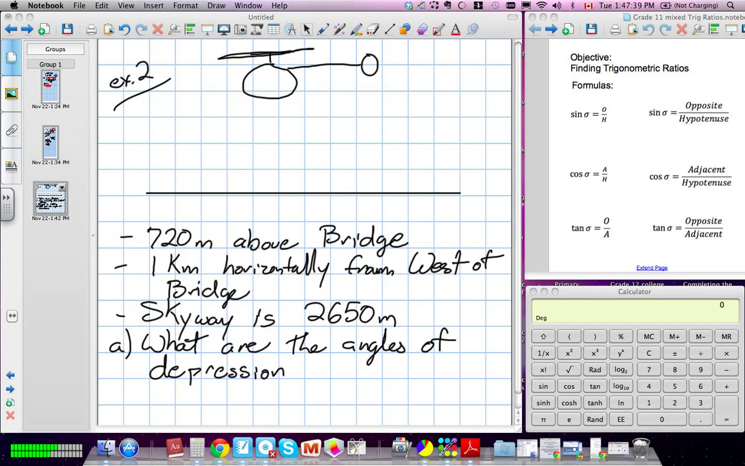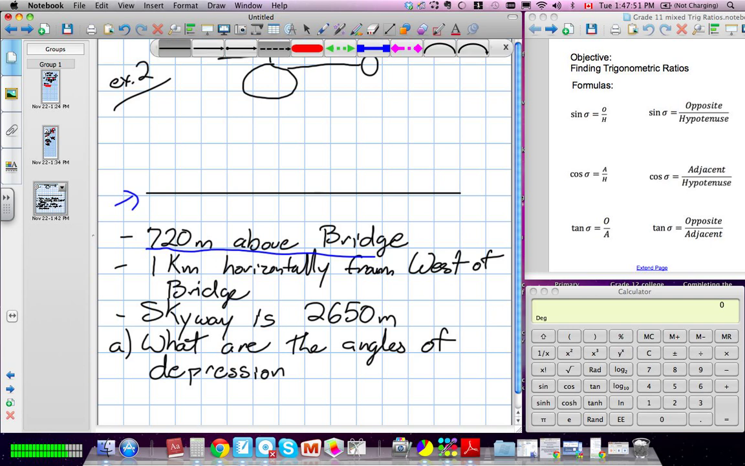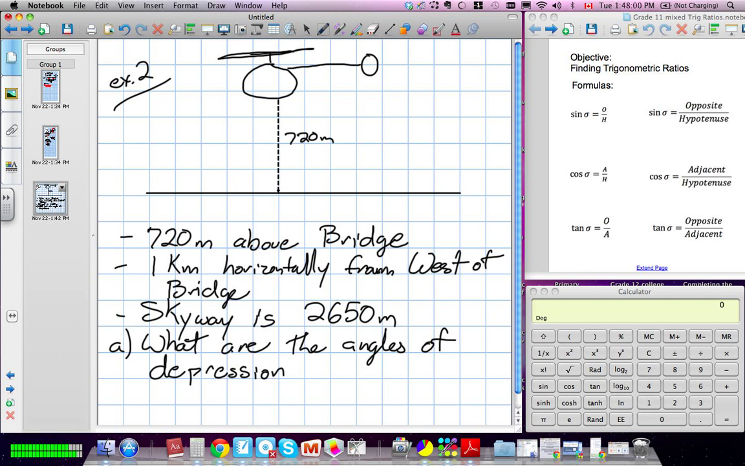Example number 2. Karen is a photographer in a helicopter. She is 720 meters above the bridge. So this is our bridge. We know that the helicopter is 720 above the bridge. It says that she is 1 kilometer horizontally from the west end of the bridge. So remember, this is our west, this is our east. So where she is, she's 1 kilometer. And the entire bridge is 2,650 meters.